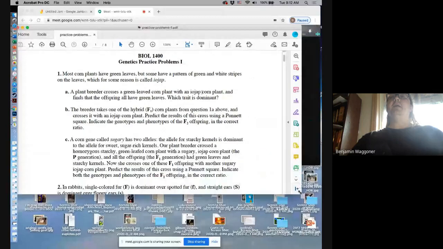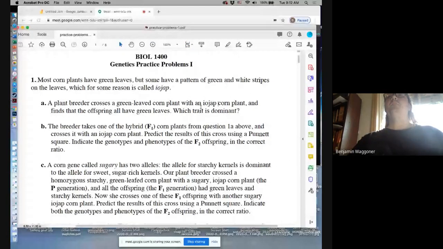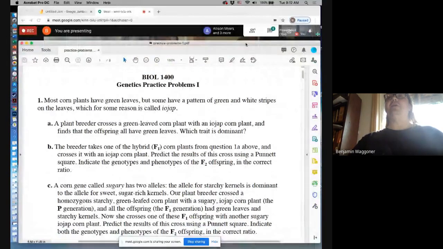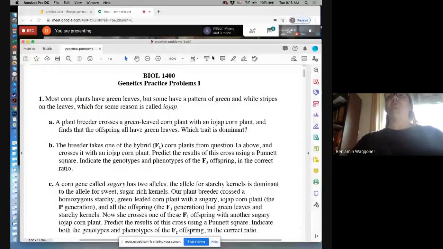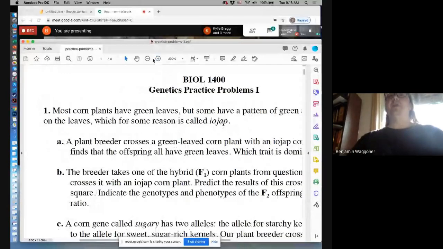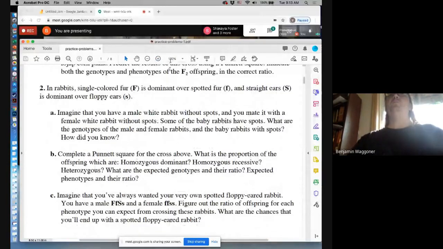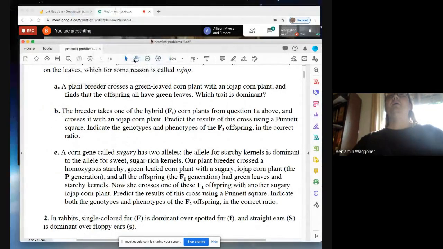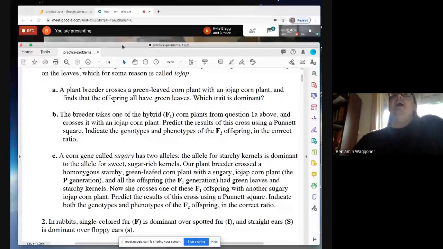Can everybody see this? It says Biology 1400 Genetics Practice Problems 1. Hit me on the chat if you can't see this. If you don't say anything, I will assume that you are perfectly able to. I'm going to try to set that up for the best resolution I can, in case the screen is tiny. Okay, I'm assuming you can all see this.